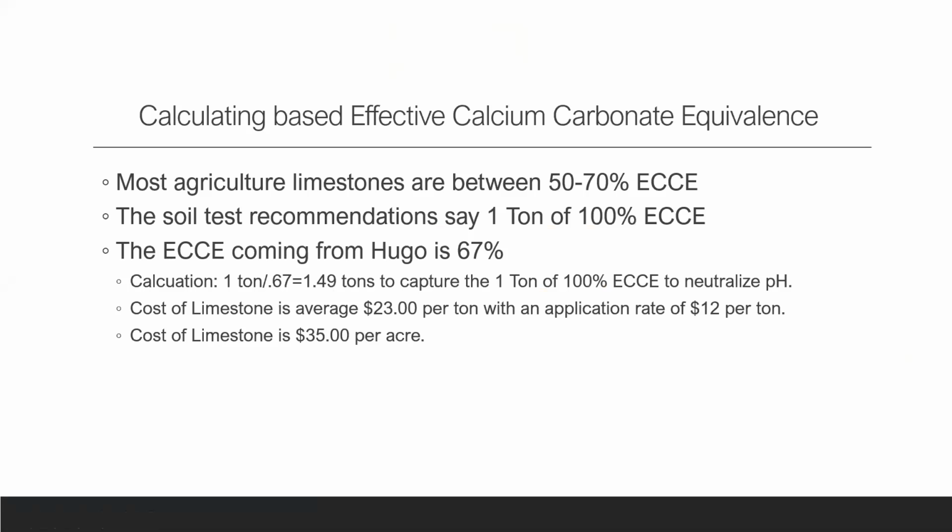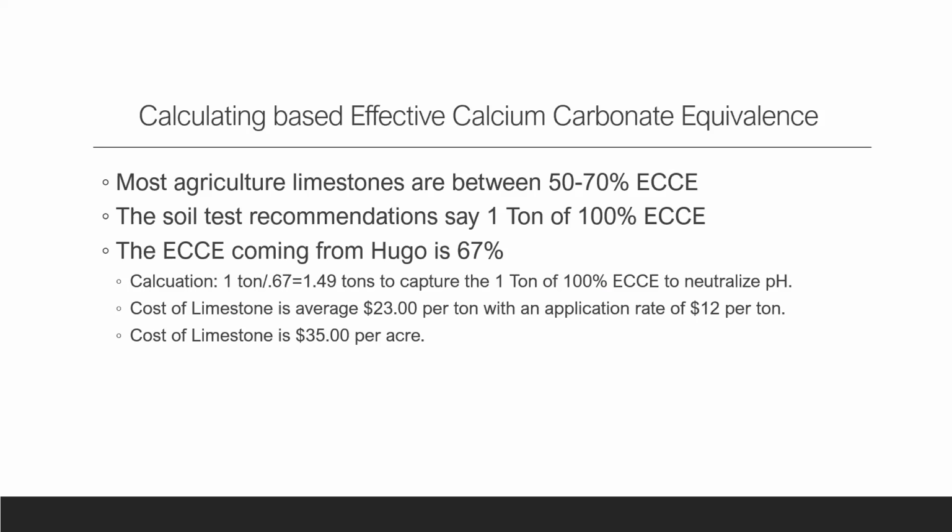We noticed on soil test recommendations that we've been referring to that a lot of soil tests that we see in moderately or slightly acidic soils may call for 1 ton of 100% ECCE limestone. You may find some that's better than 70%, and if so, that's great. We've heard that some limestone that comes from Hugo is roughly about 67% effective calcium carbonate equivalent.